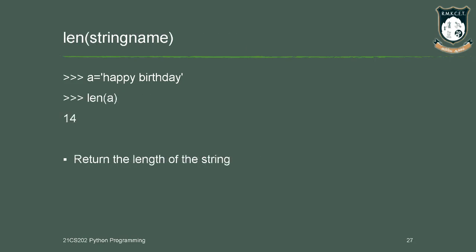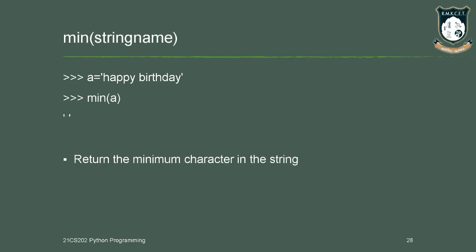Then length. The length method will return the number of characters available in that particular string, the length of that string. Then minimum. Minimum will be checking what is the minimum or the lowest valued character available in this string. Here the minimum character is the white space. And maximum. Maximum will return you the maximum or the highest valued character.